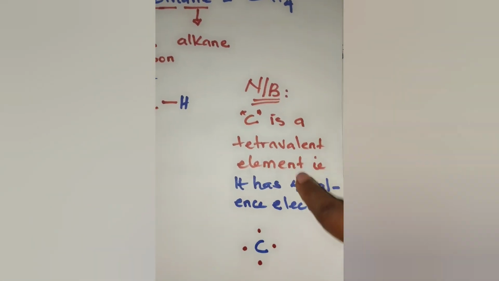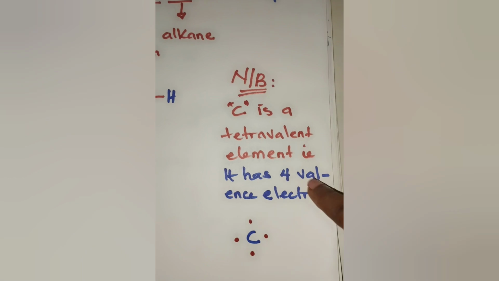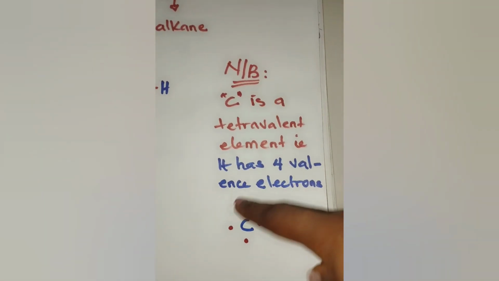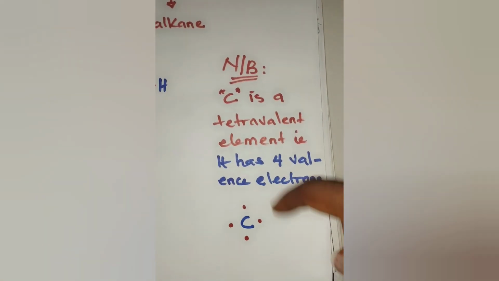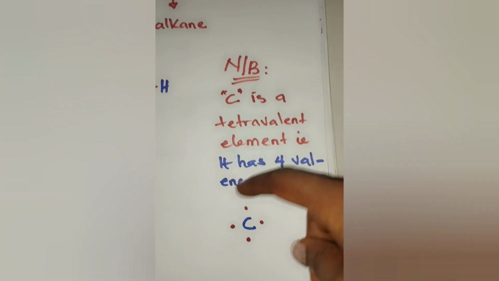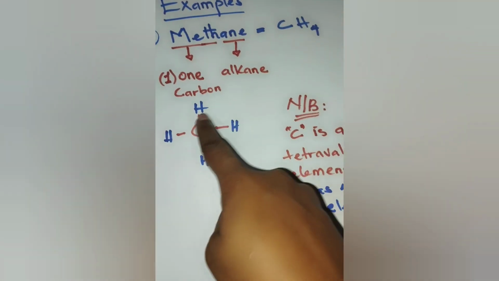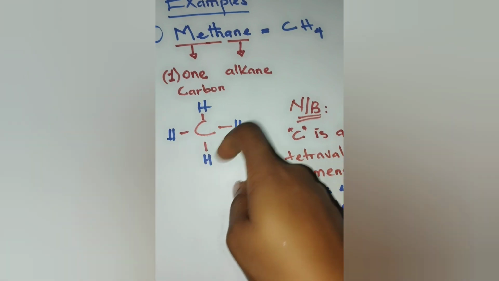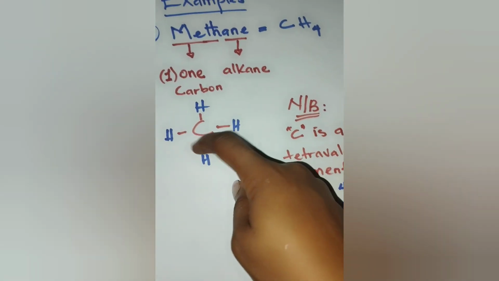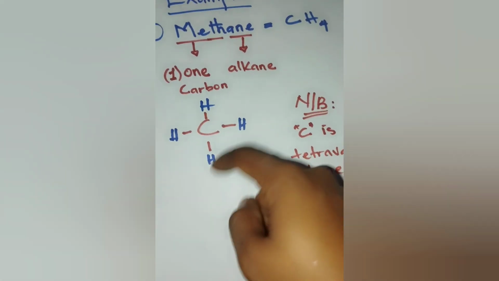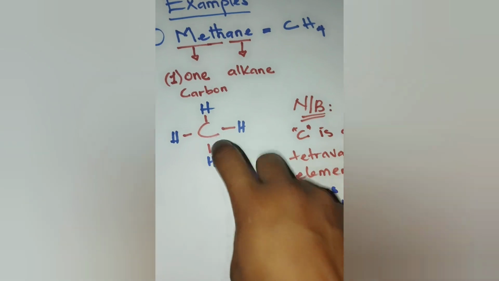carbon is a tetravalent element. That is, it has 4 valence electrons in its outermost shell. That means there are 4 available electrons for bonding, to make it balanced. Hence, we can only tell that carbon is saturated when it has 4 hydrogen atoms bonded to it.